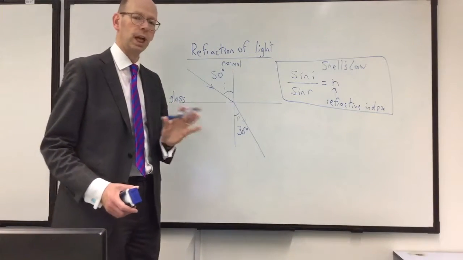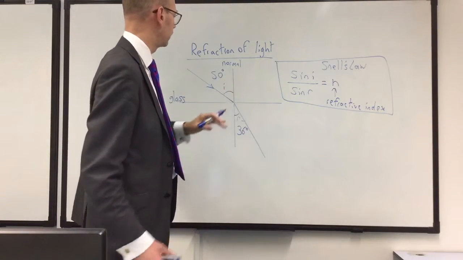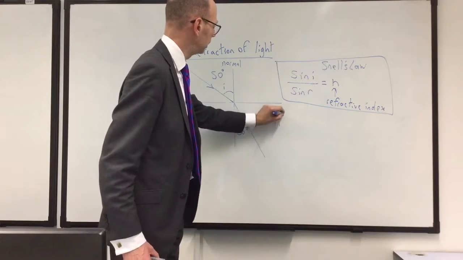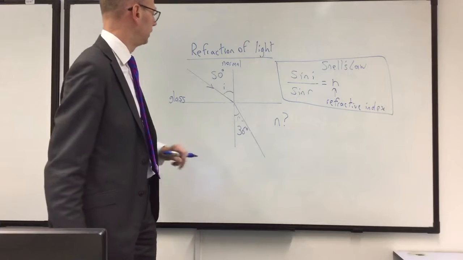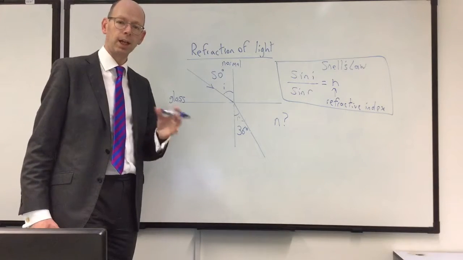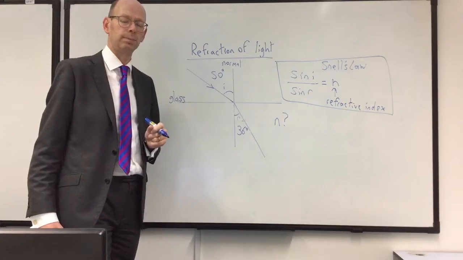Remember, n values can change, so don't assume that it's going to be exactly the same as the one I used just a moment ago. What's the n value for this glass block if I is 50 and R is 36? Pause the video, have a go at it, then I'll show you how to do it.